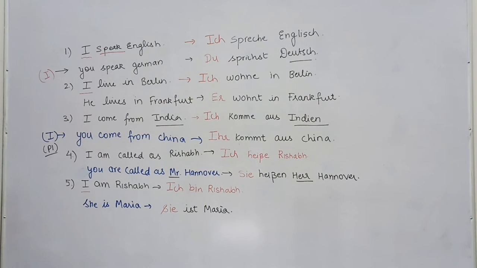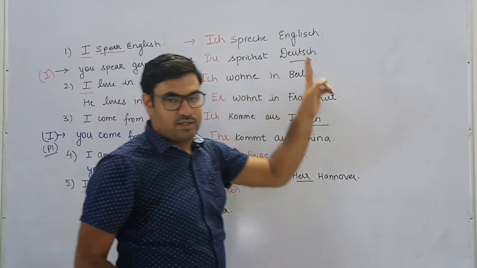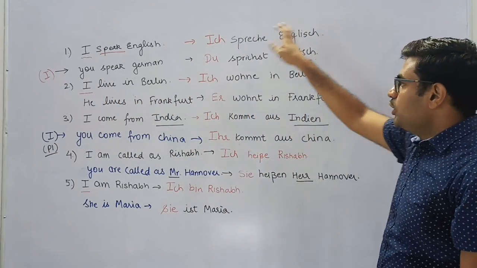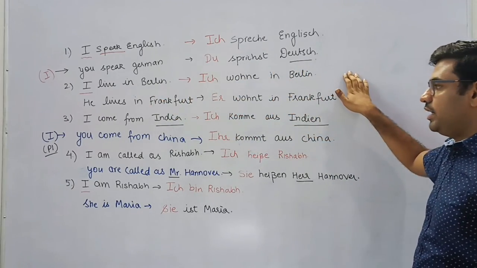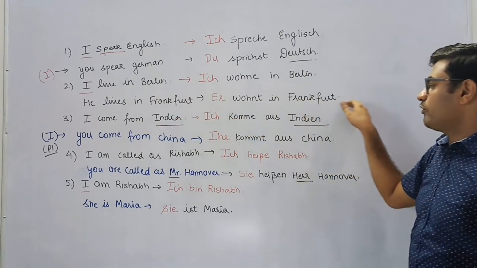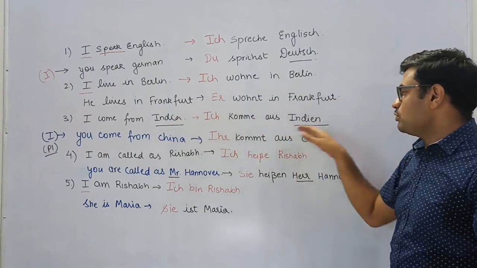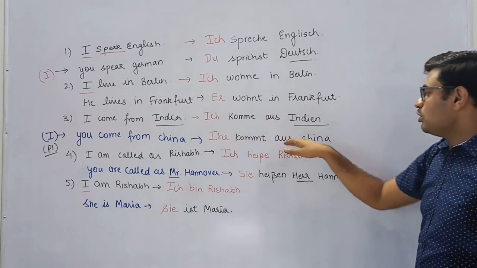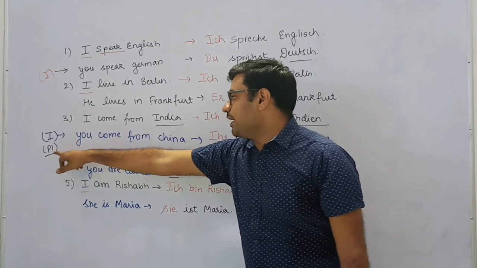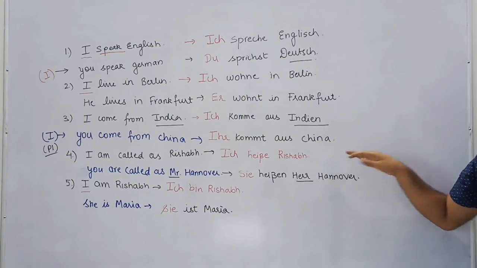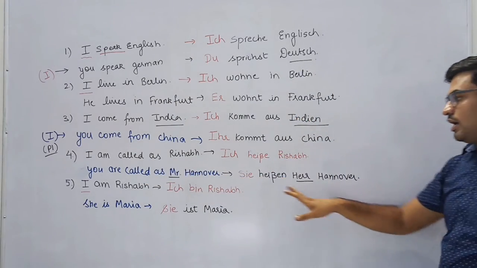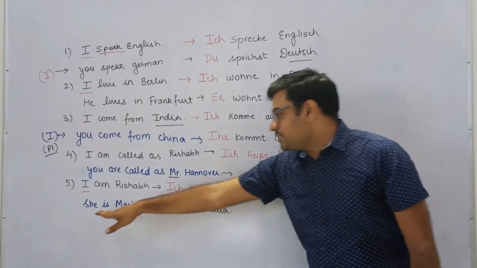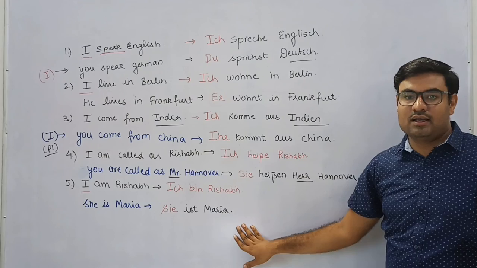Let us revise it again, complete. Okay, I speak English. Ich spreche Englisch. You speak German. Du sprichst Deutsch. I live in Berlin. Ich wohne in Berlin. He lives in Frankfurt. Er wohnt in Frankfurt. I come from India. Ich komme aus Indien. You come from China. Ihr kommt aus China. Here you is informal and in plural sense. I am called Rishabh. Ich heiße Rishabh. You are called Mr. Hanover. Sie heißen Herr Hanover. I am Rishabh. Ich bin Rishabh. She is Maria. Sie ist Maria.